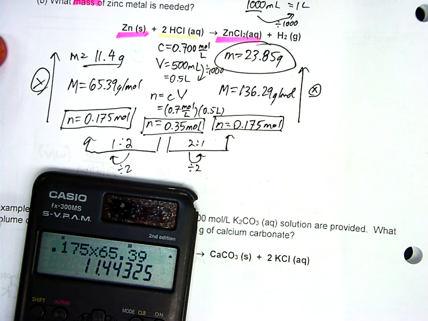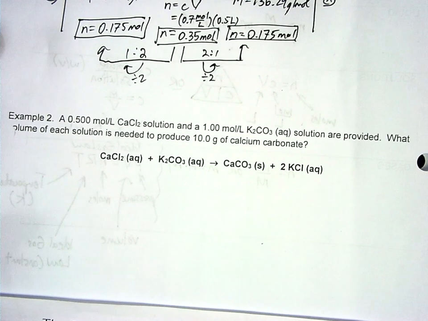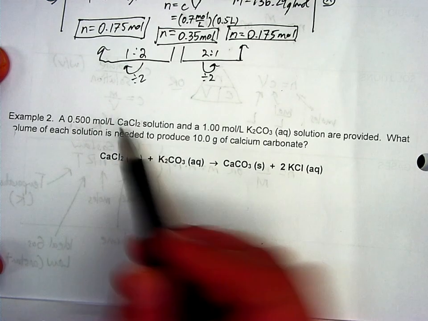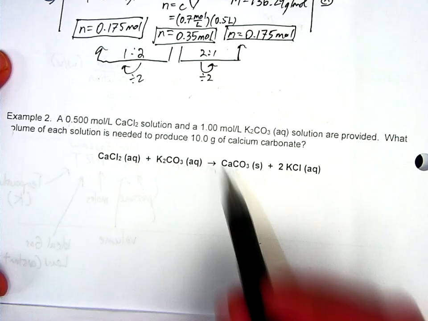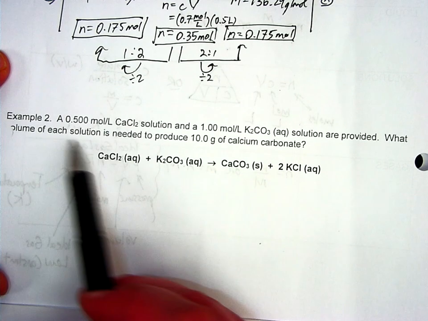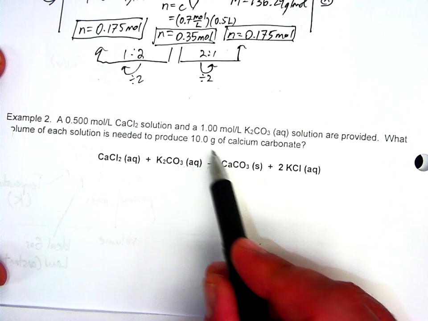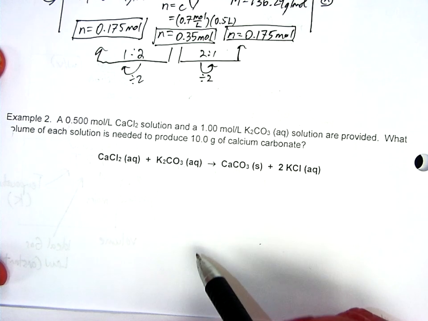Okay, let's take a look at example 2. A little bit harder. This one's a little different. So in this case, let's just take a look. It says I've got half mole per liter calcium chloride and 1 mole per liter potassium carbonate that are provided. What volume of each solution is needed so that I can produce 10 grams of calcium carbonate?